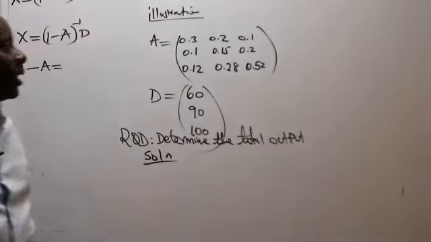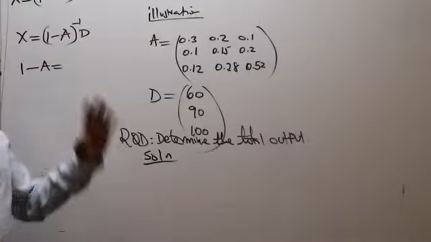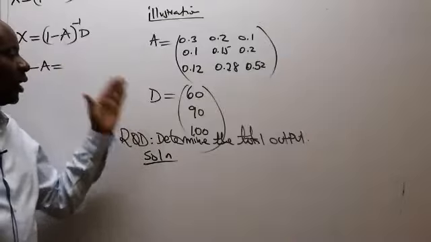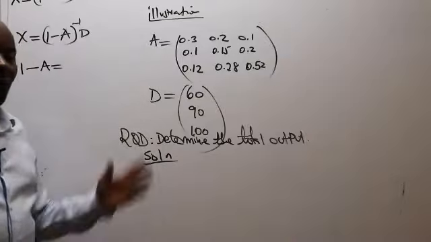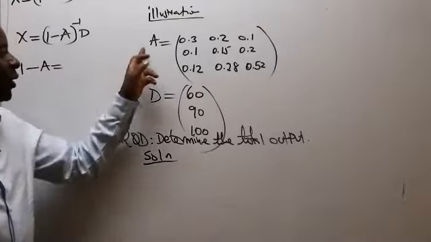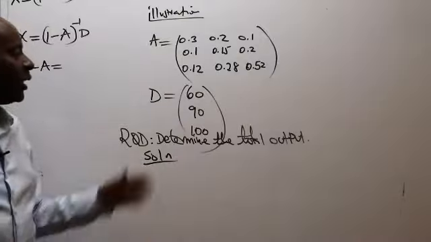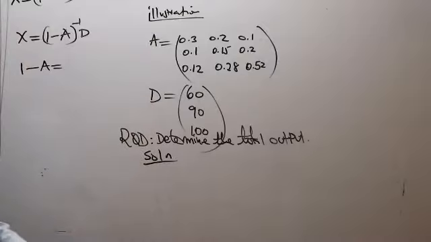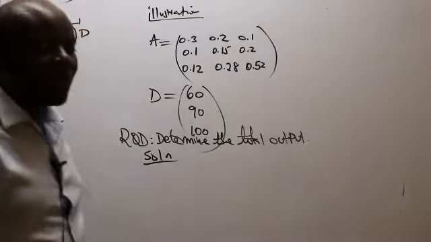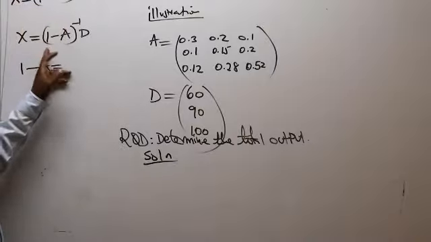Yes. So this is the input-output matrix, where they have given us a small illustration here. We have matrix A, and then we have matrix D. Matrix A, if you can recall, is what we called the technical coefficients, or technological. And then D, ladies and gentlemen, is what we called the final demand. D is the final demand.